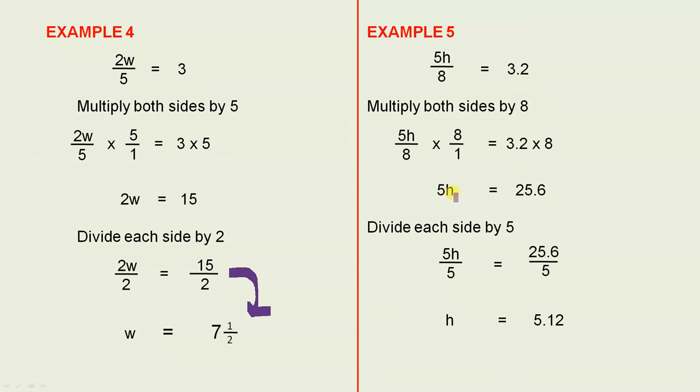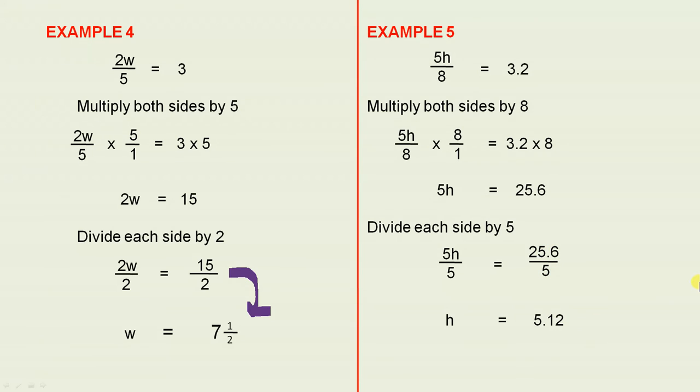Here we have multiplication. The inverse operation of multiplication is division. Divide each side by 5, which we've done here. When the 5's cancel, that gives us h. Now 25.6 divided by 5 gives us 5.12.